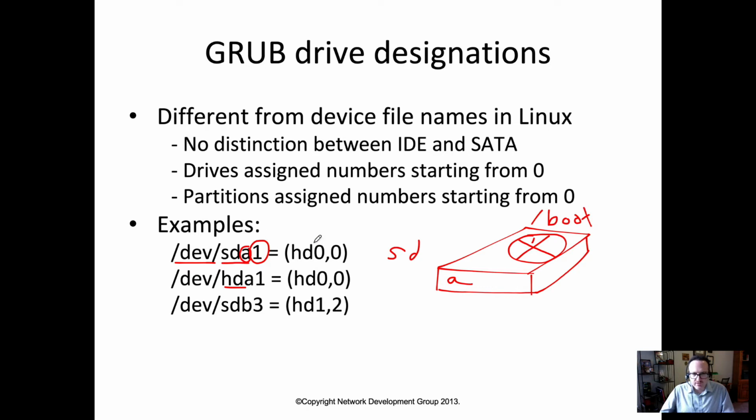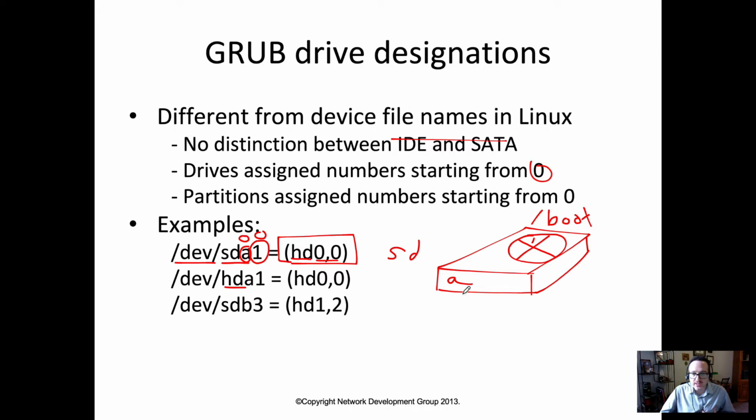Now, this is the way we see it. This is the way you'll see it listed in a bootloader. It doesn't care if it's IDE or SATA. It sees it as a hard drive. And it starts from 0, where normally we were starting from 1. So a being 0 and 1 being 0, it gets 0,0.